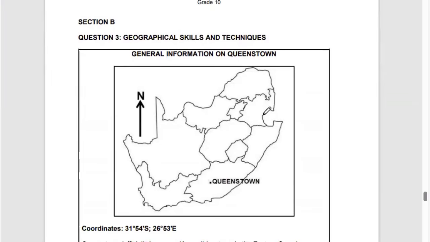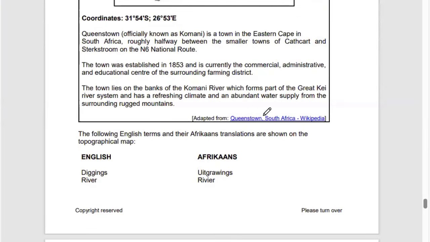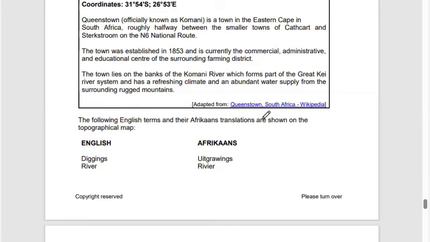We just have to discuss the map work section. Unfortunately, we don't have the map for this particular mapped area, but we just want to highlight how basically you can answer and attempt those questions.